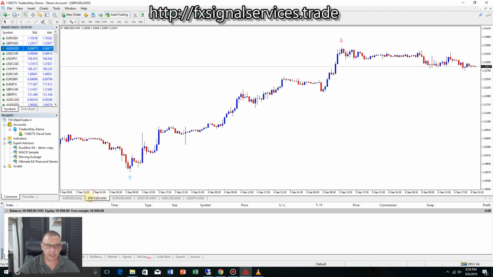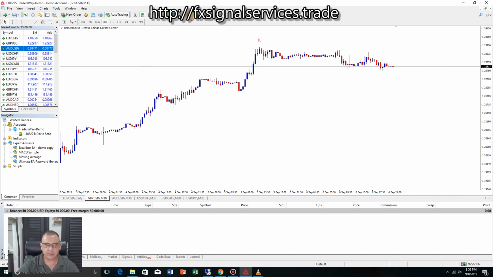And same thing with this Pound USD. We saw that it has steadily gone up and then formed this flat line this past Friday.